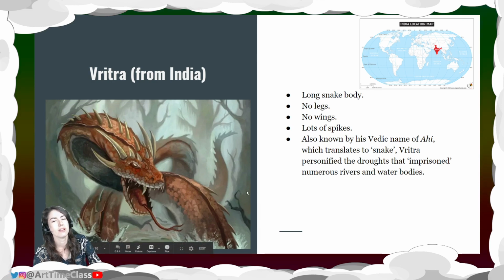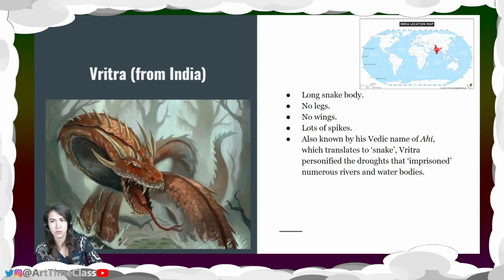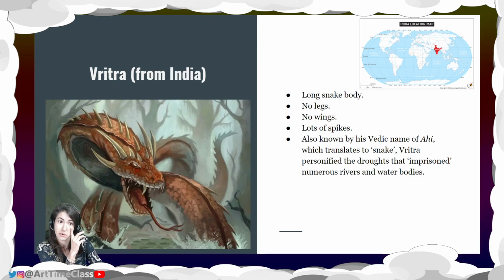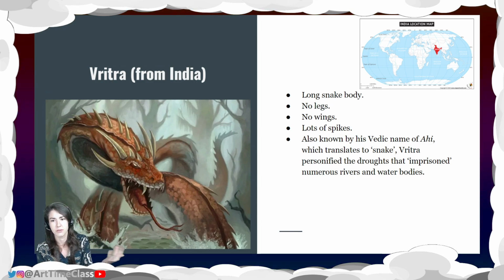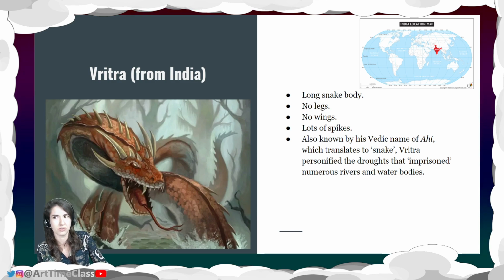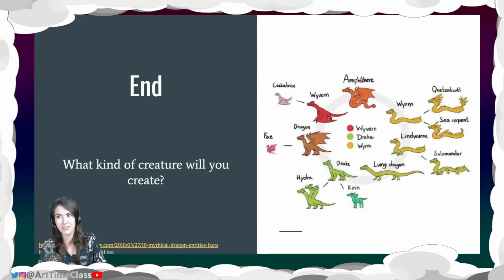Another dragon type with a long snake-like body with no legs or wings. So guys, legs and wings are totally optional. You don't have to have them, but this one has lots of spikes and all these spiky things sticking off of it. Its name is translated into snake, and it is also known to bring droughts. And in the story, the dragon is destroyed, and the rivers where these people live, the water flows back. So the river had dried up because of this dragon, and then they destroy the dragon and the waters all come back. So very cool.